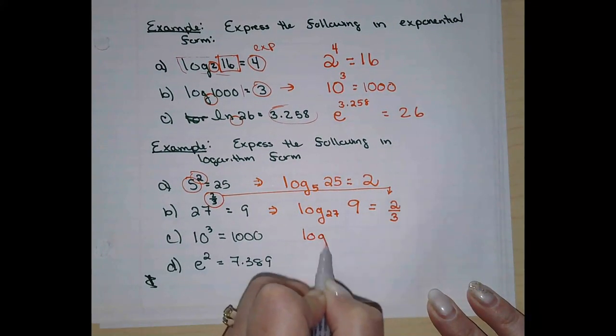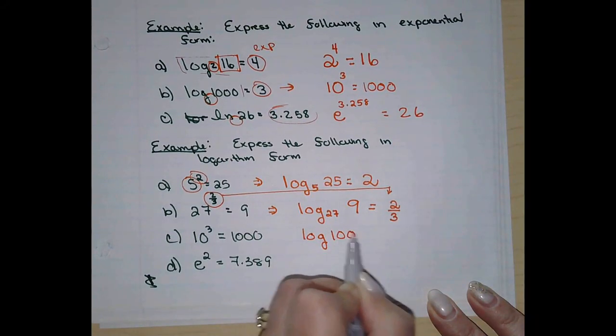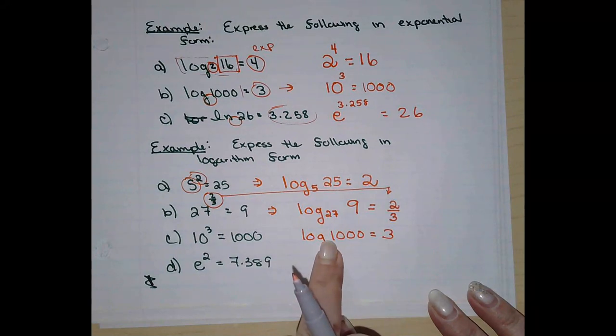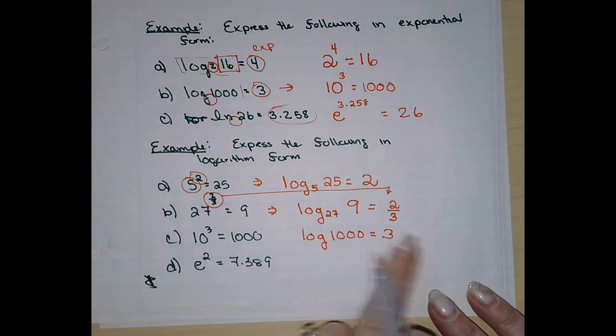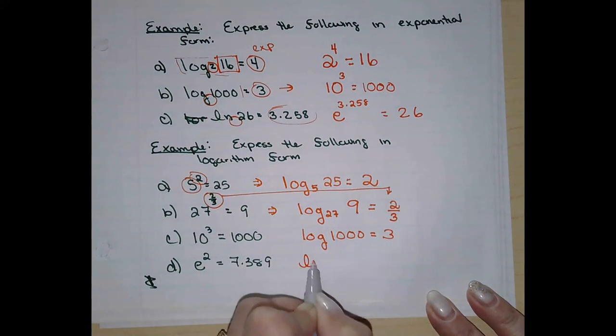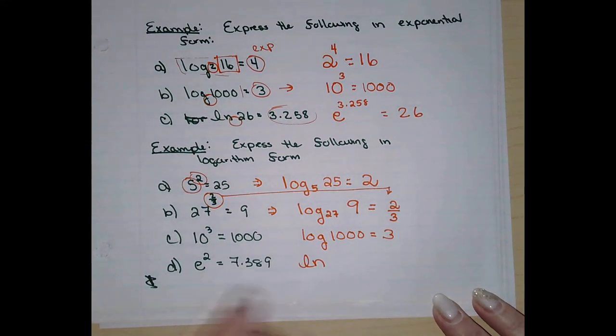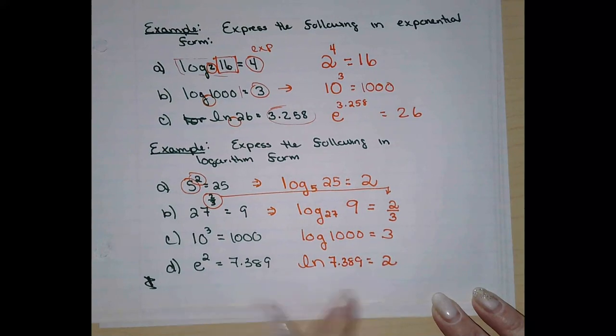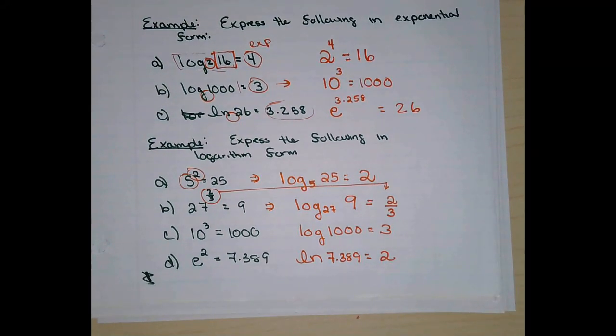When we write the common log, here we never write the base, so even though it's 10, we would just say log 1,000 is equal to the exponent, which is 3. And the natural log, same thing, we never write the base, e. It's always equal to the exponent, so, process of elimination, the answer goes there. No, we don't typically write it. We might, but it's just understood. If there's no base and it says log, it's base 10. If there's no base and it says ln, that's natural log, the base is e.